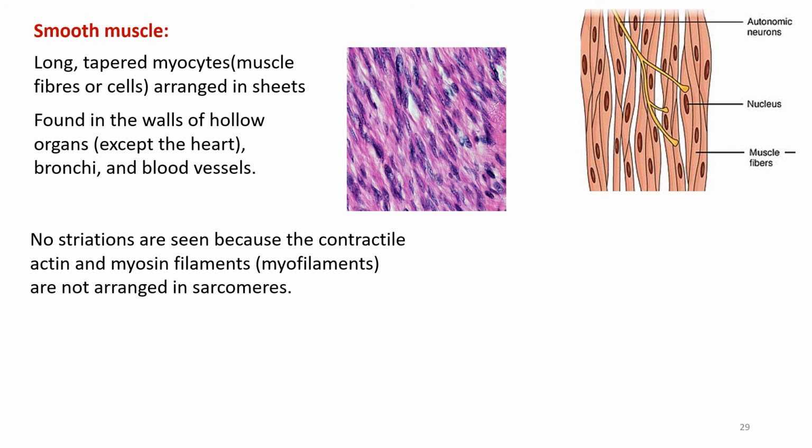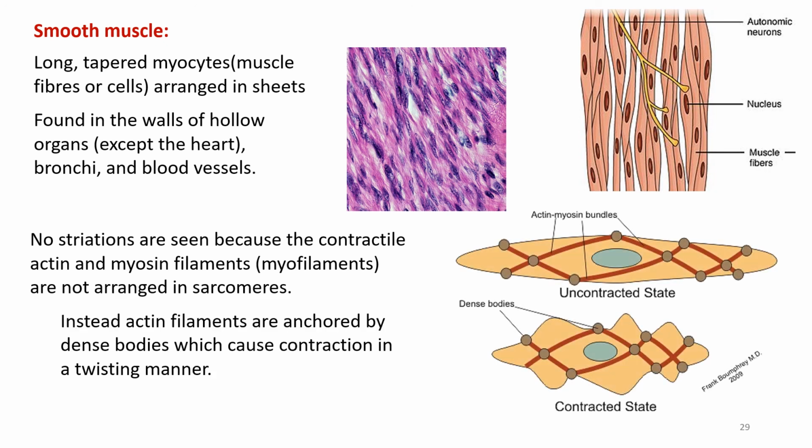They don't have striations because they have a totally different internal arrangement in terms of myofilaments. The contractile filaments within myocytes are called myofilaments. They're usually primarily composed of actin and myosin. In the case of smooth muscle, they're not arranged in these nice little sarcomeres.